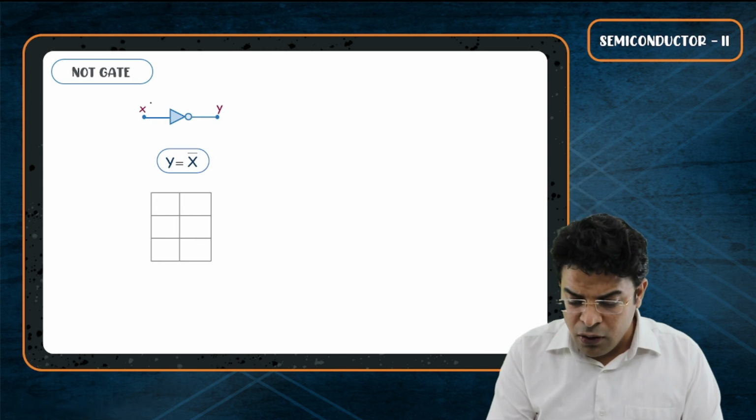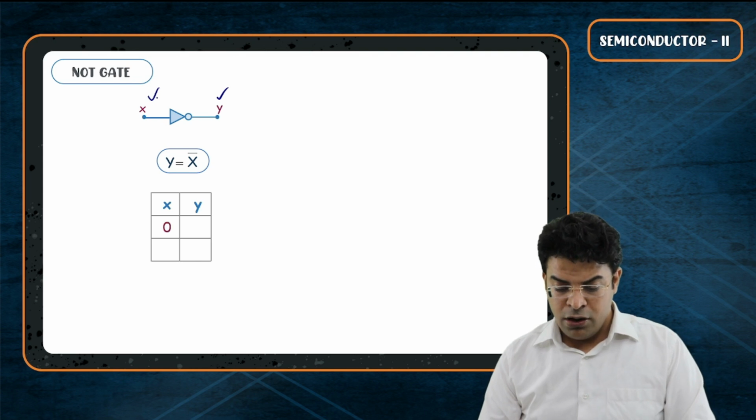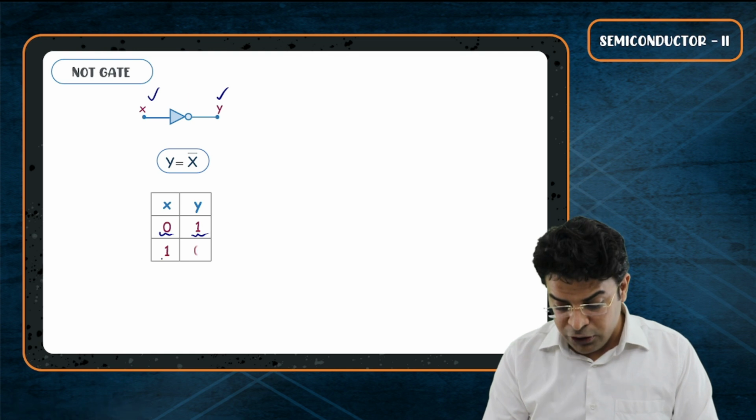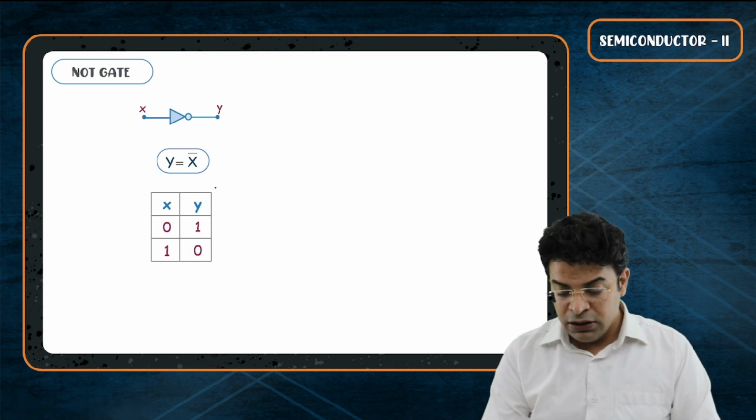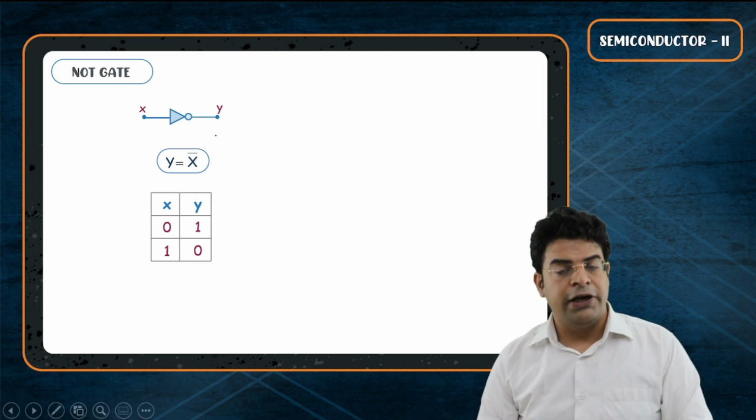So if you think of the value of output y for different values of input, then you will say when the input is 0, the output is 1. And when the input is 1, the output is 0. This type of chart is called the truth table for this particular logic gate.